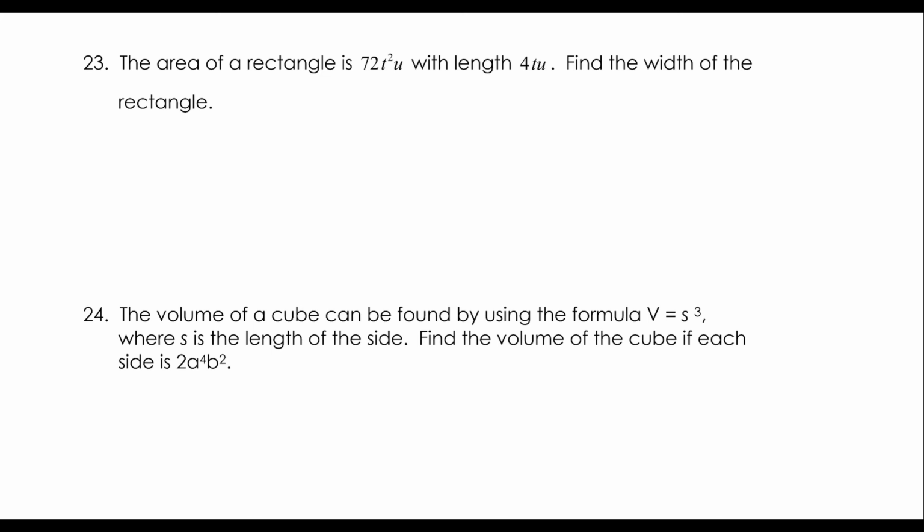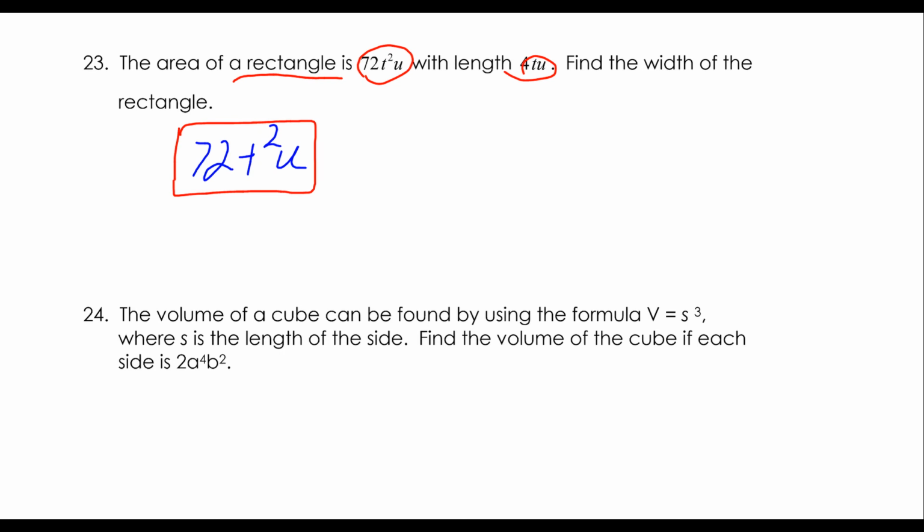Now, as soon as I see rectangle, I go ahead and draw myself a rectangle. Next thing that I do is put the appropriate dimensions in their rightful spots. So we have the area, which is this spot inside. So we're going to call that 72t squared u inside. And then we have 4tu as the length. We're looking for the width, so we don't know what that one is out there. But it's pretty easy to figure out.